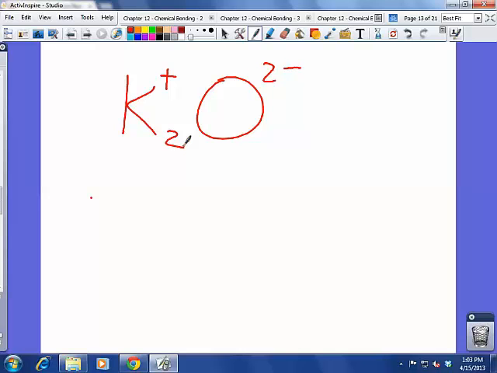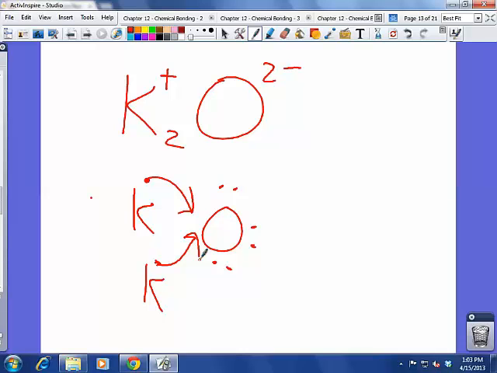Now if I do the same thing with the dots, potassium has 1 dot, oxygen has 6 dots. So potassium's going to give up one electron to oxygen. This potassium is going to give up its other electron. So we still have 2 potassiums for every 1 oxygen.